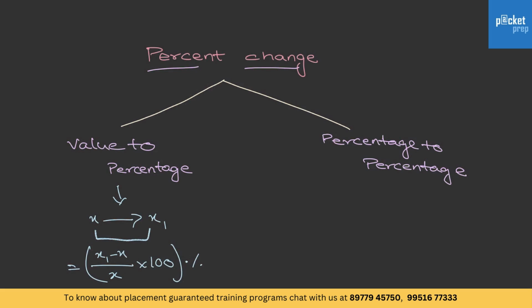And problems related to percentage to percentage are given as they'll be giving us some unknown value, and they will say it is being increased and then decreased, or increased again by so and so percent. And now what is the percentage change? Suppose it is increased by a percent and then decreased by b percent. And now what is the net change? So now let's see how to solve both the cases.